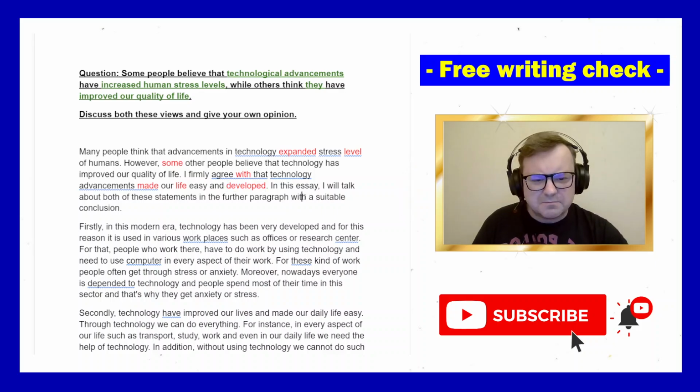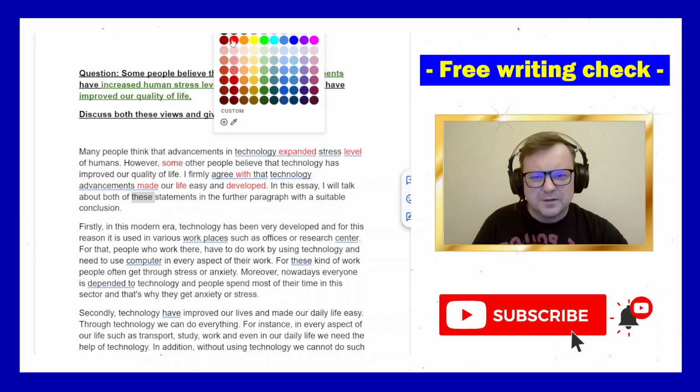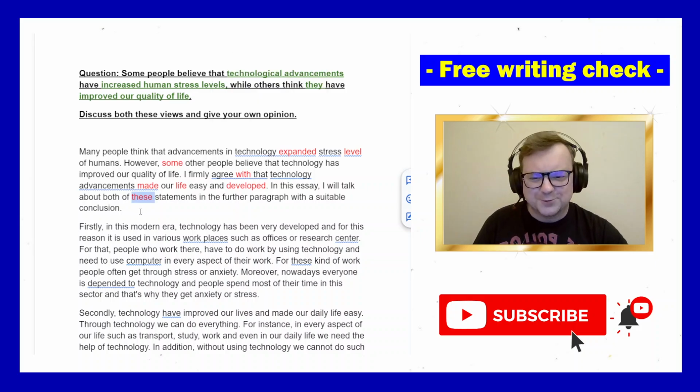In this essay, okay, I will talk about both of these statements. It's not clear which statements. So I know what you mean, right? The first point and the second point, but I don't know if you've earned the right with your writing to say both of these statements, because like, which statements? Oh, was he talking about statements, or was he talking about positions?